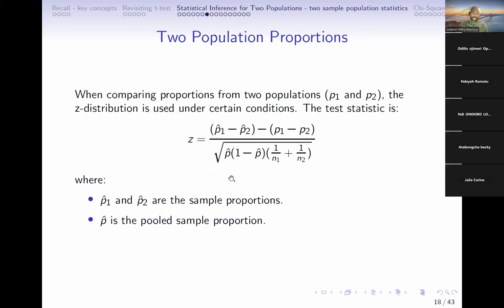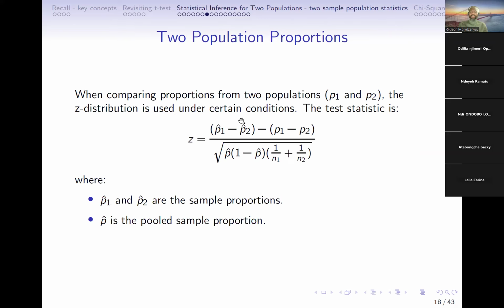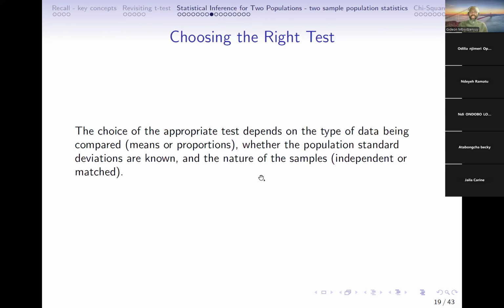And then you have two population proportions, where we have the proportion P1 referring to population 1, P2 referring to population 2, and so on. Then you use this formula. Whether you're comparing means or proportions, as this formula uses proportions, you decide which kind of formula you should use.